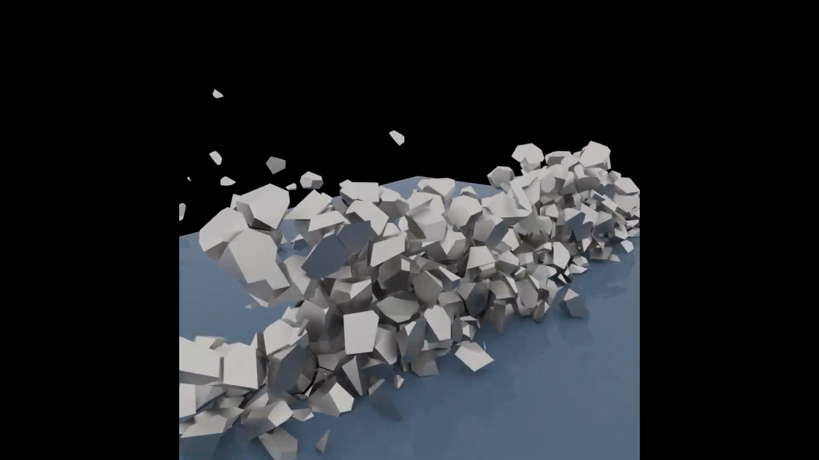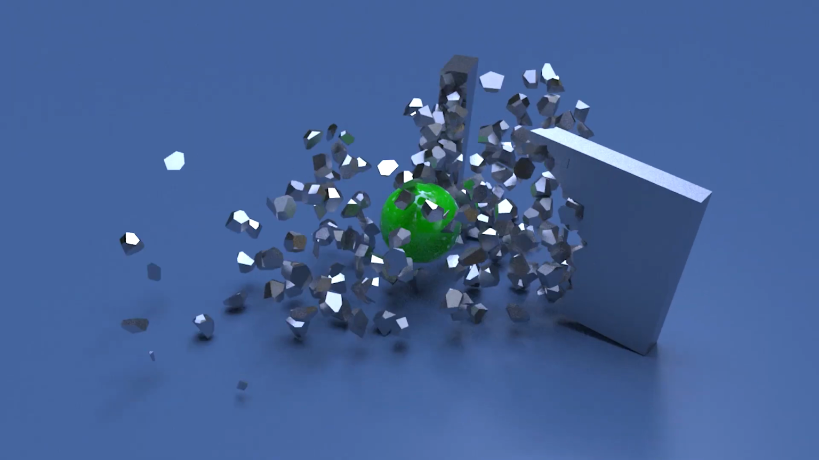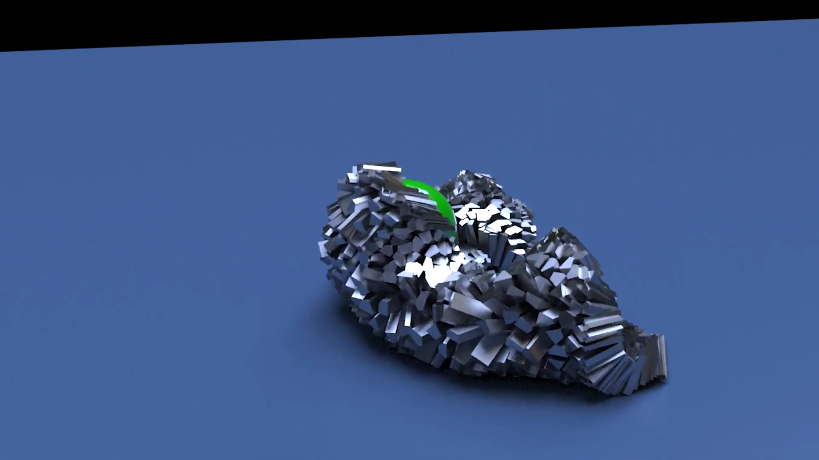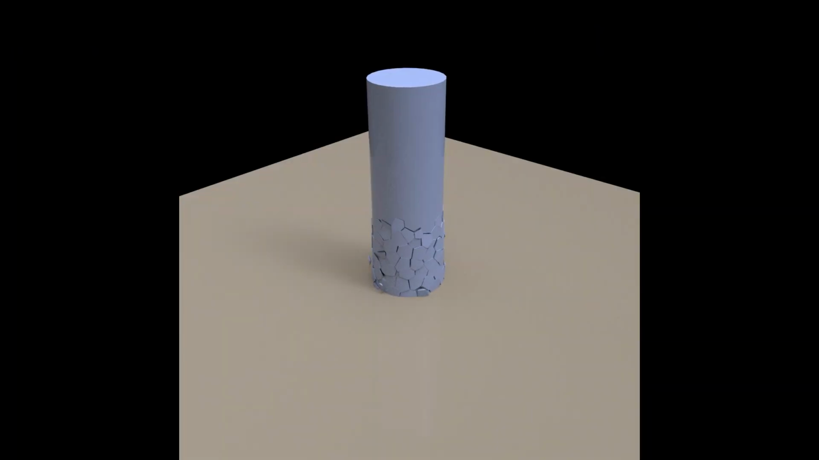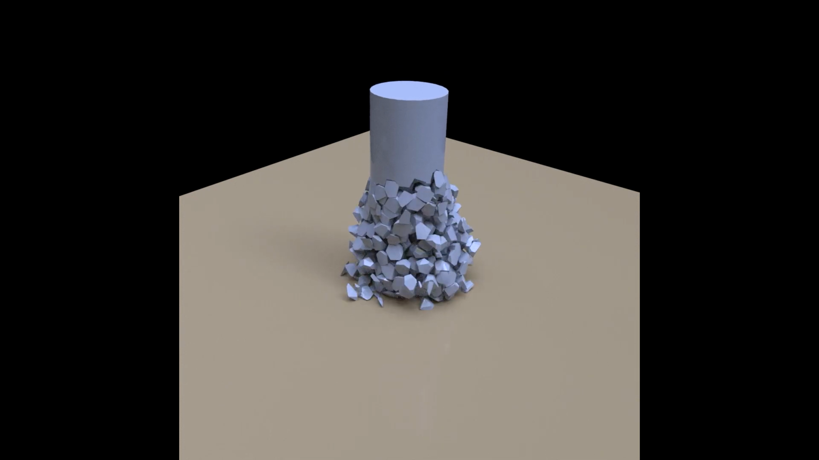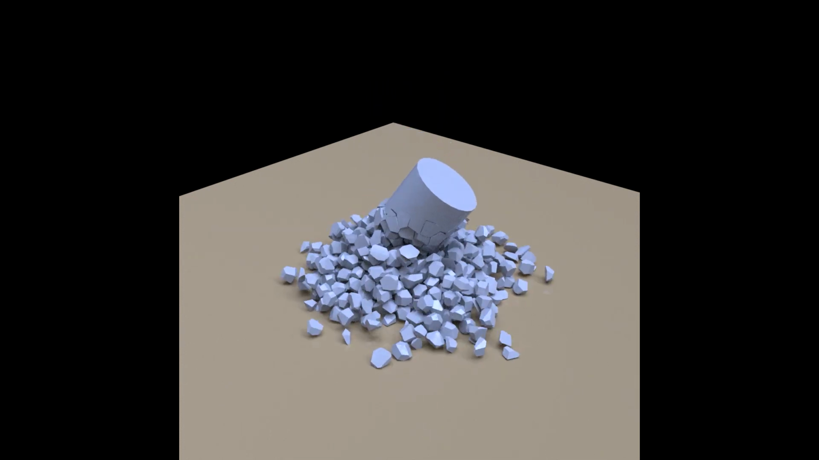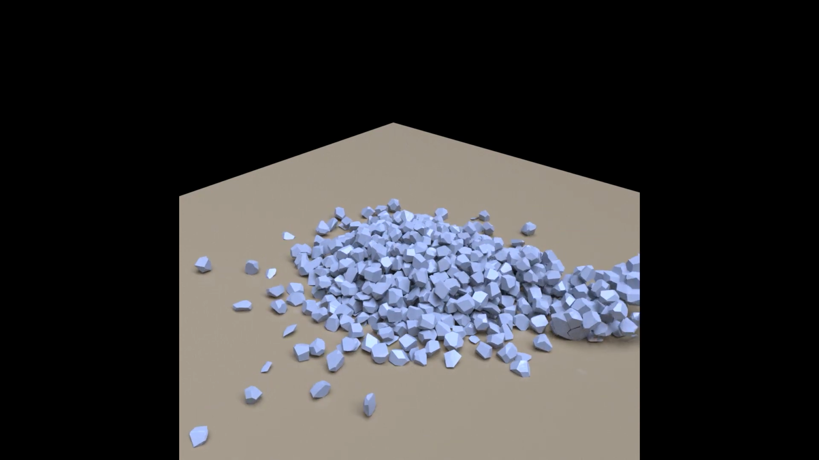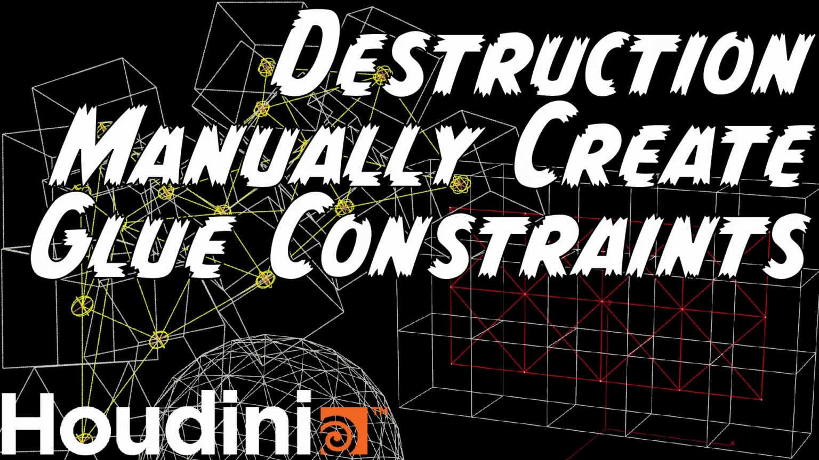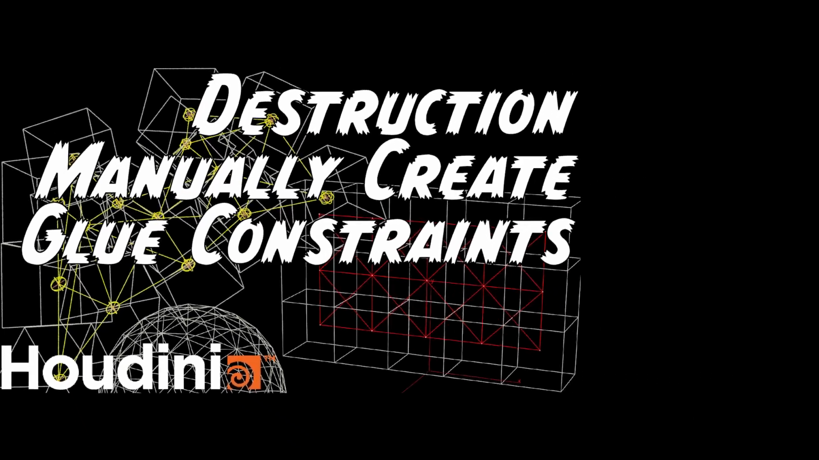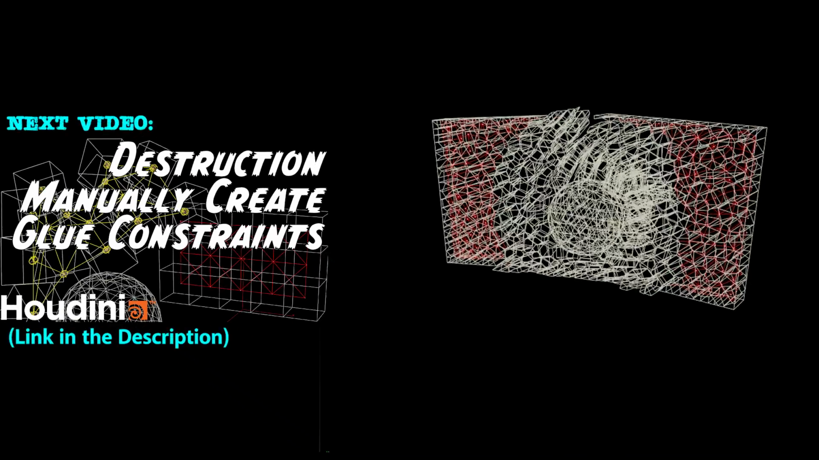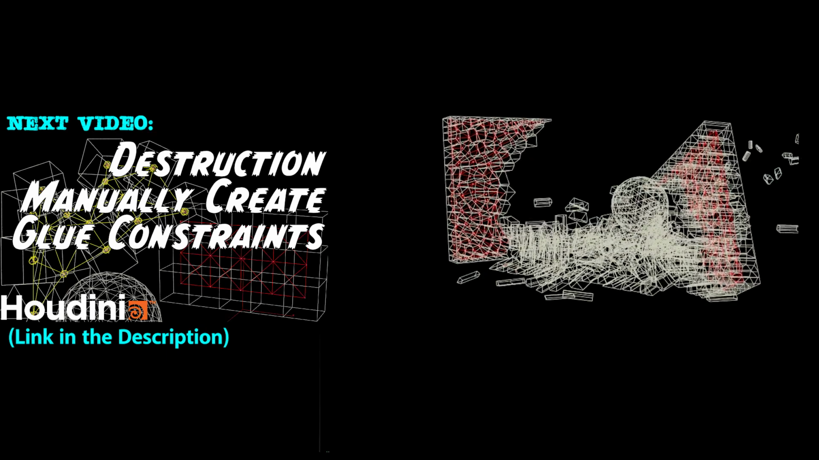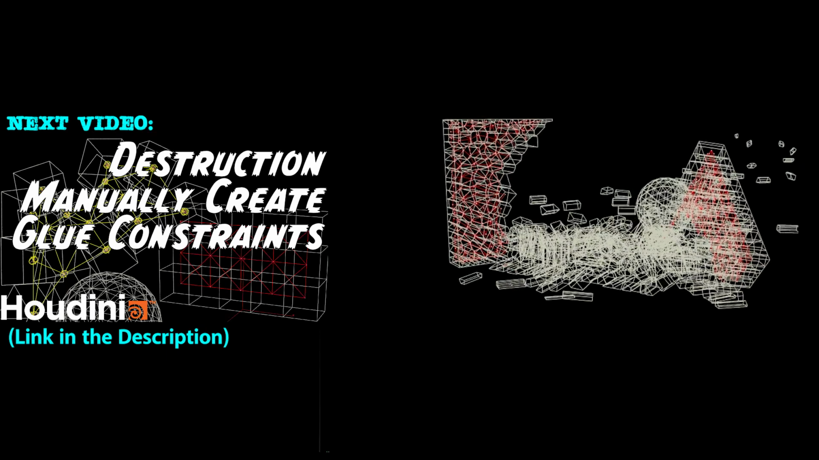This video covered the basics of setting up a destruction simulation using glue constraints provided by the Voronoi fracture, and I covered some basic concepts for glue constraints to understand some fundamentals. In the next video, I'll go over how to create glue constraints from scratch without using the Voronoi fracture. This is important because you may not always have the convenience of the Voronoi fracture to provide out-of-the-box glue constraints ready for plug and play.